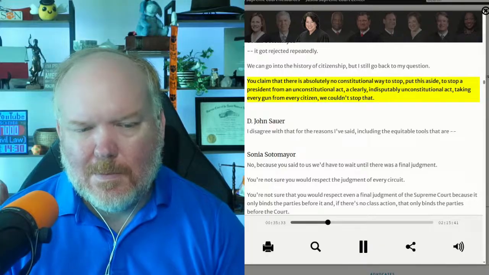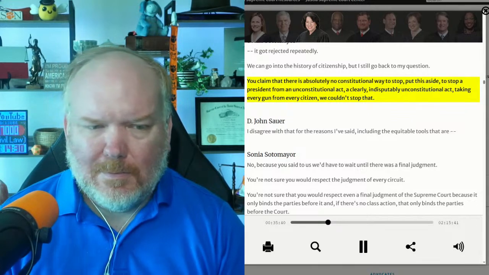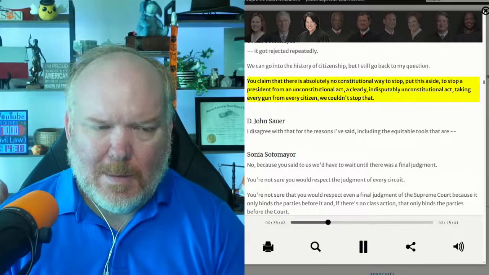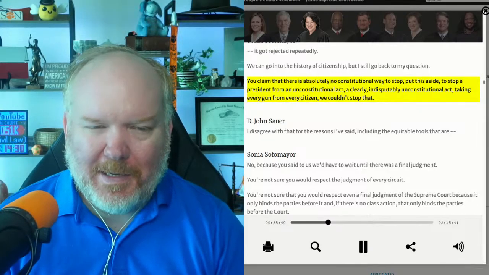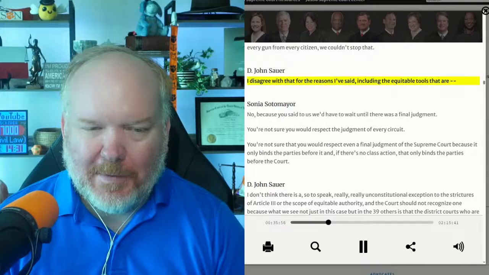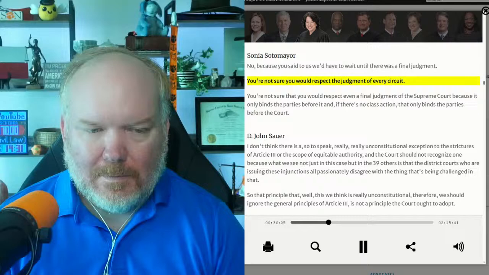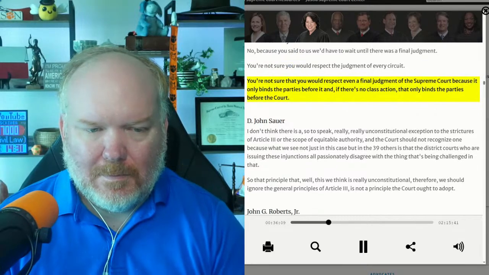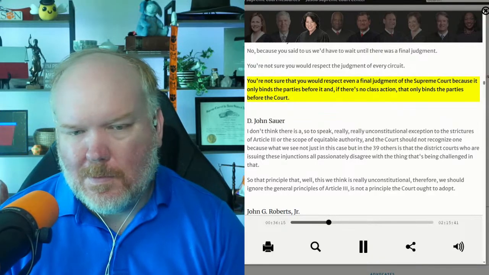You claim that there is absolutely no constitutional way to stop a president from an unconstitutional act, a clearly, indisputably unconstitutional act, like taking every gun from every citizen. You think that clearly we couldn't stop it. I disagree with that for the reasons I've said, including the equitable tools. No, because you said to us we'd have to wait until there was a final judgment. You're not sure you would respect the judgment of every circuit. You're not sure that you would respect even a final judgment of the Supreme Court, because it only binds the parties before it. And if there's no class action, that only binds the parties before the court.